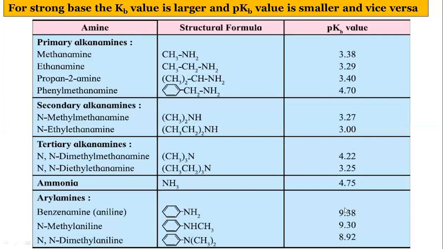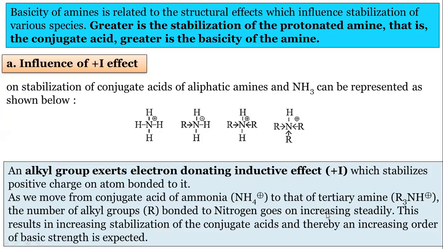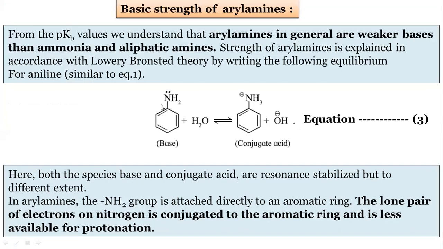According to this chart, these are the pKb values of aromatic amines. We can see these values are very high. So which factor is responsible for these values? I will explain this factor. The main difference between aliphatic amines and aromatic amines is that a benzene ring is attached here. See, a benzene ring is attached in case of aromatic amines, and in case of aliphatic amines there is no benzene ring. So what is the effect of this benzene ring?